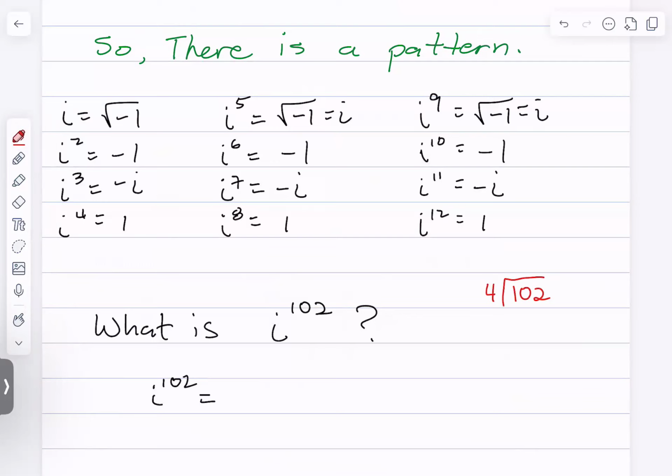Exactly. Since there are 4 values, I'm going to divide 102 by 4. That gives me 25, or let's just do this step by step. 4 goes into 10 2 times. 2 times 4 is 8. That's 22. That's 5. 5 times 4 is 20. You have a remainder of 2.